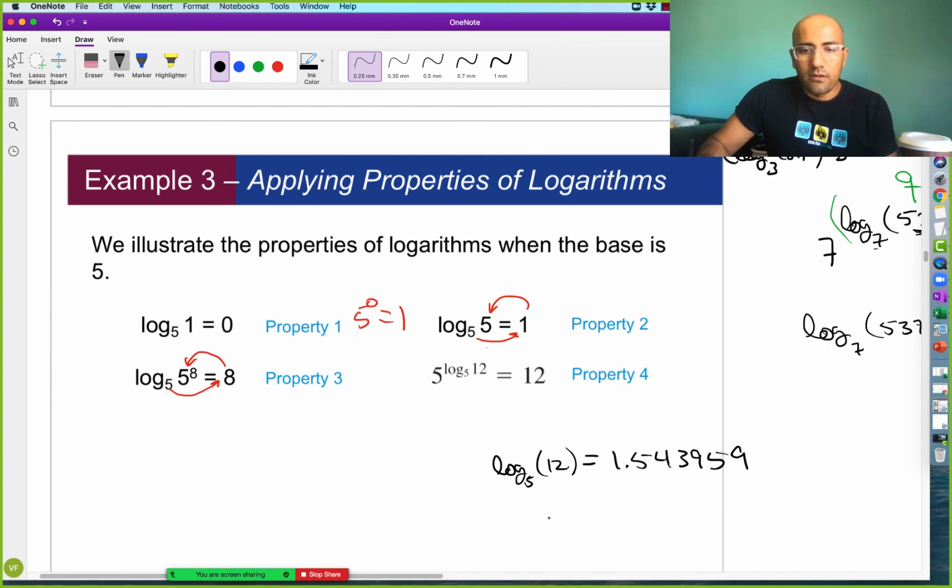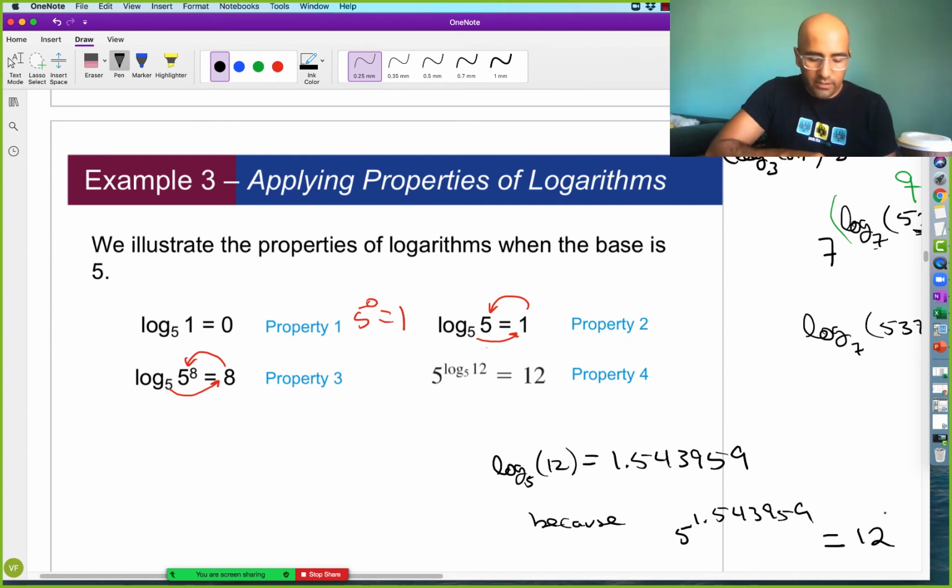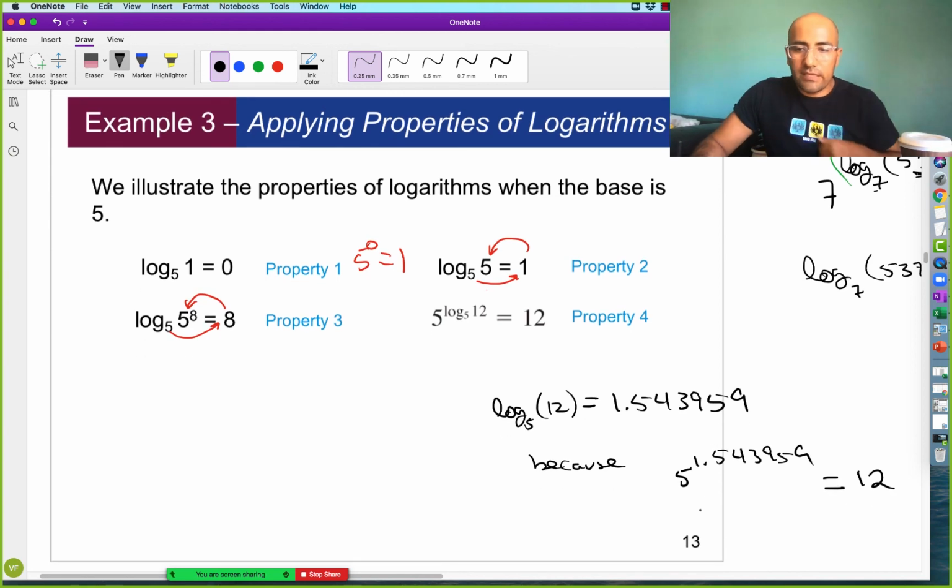Why is that the answer? Because it must be true that 5 raised to this exponent, 1.543959, must be equal to 12. Right? And we can check it with our calculator. 5 raised to the power of 1.543959, rounding, of course. From my calculator, I get approximately 11.999. You can check it. It gives you approximately 12. So log base 5 of 12 is this decimal, right?